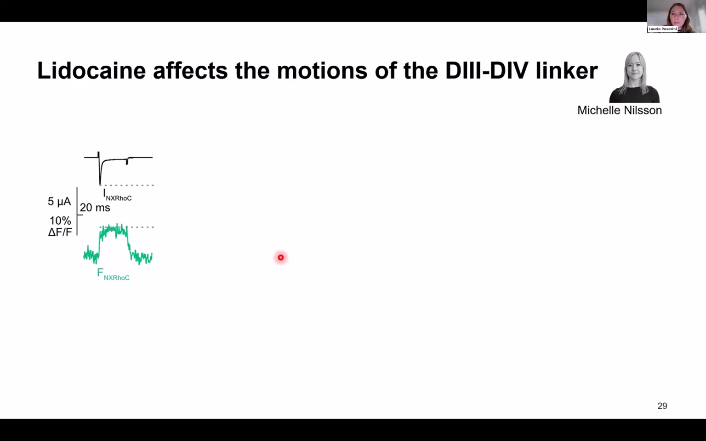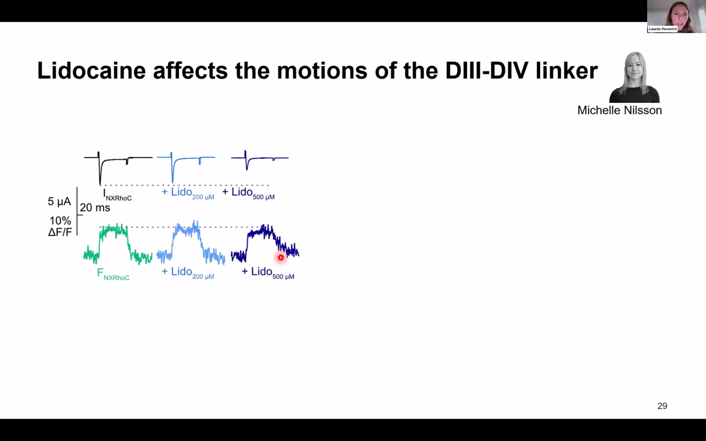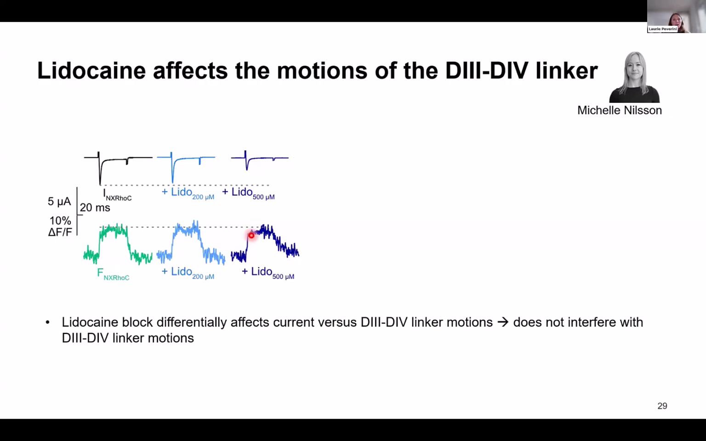We used two different concentrations of lidocaine in a 3 Hz frequency protocol. There we saw quite big reductions of the current with 500 micromolar of lidocaine, and not so much reduction of the fluorescent signal simultaneously. This revealed that the lidocaine block differentially affects the current, by blocking the pore, versus the D3D4 linker motions. So it seems that it does not interfere with D3D4 linker motion.